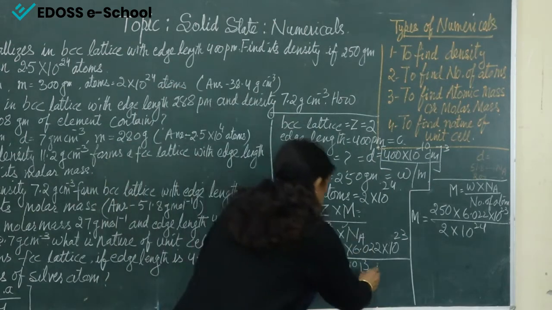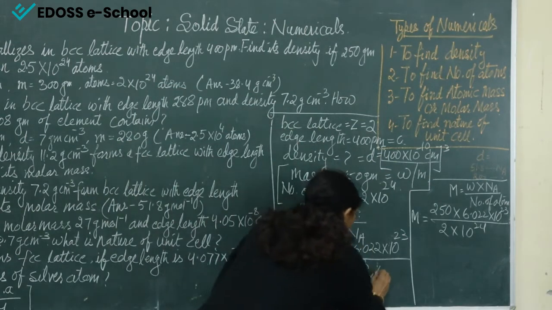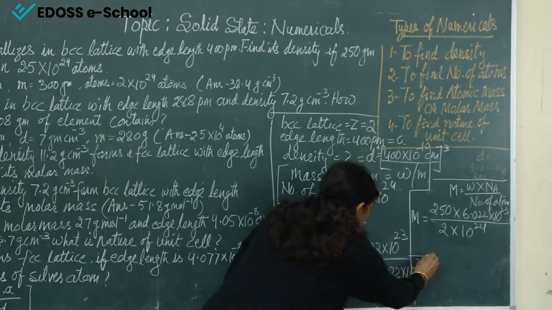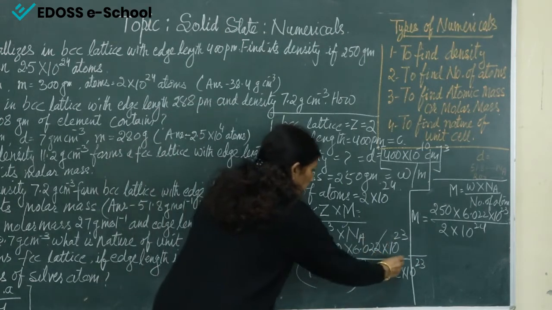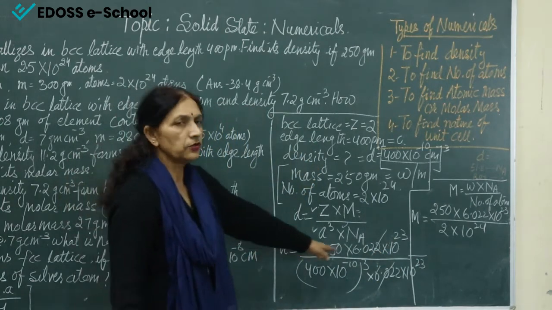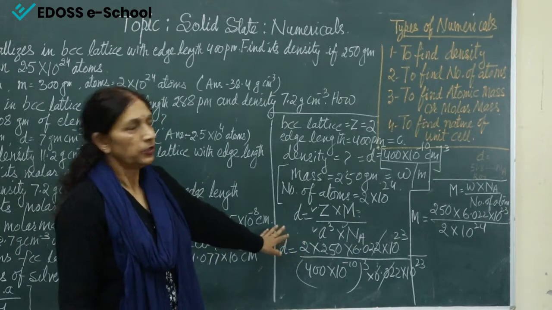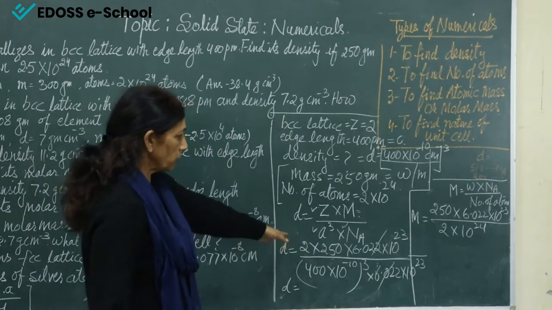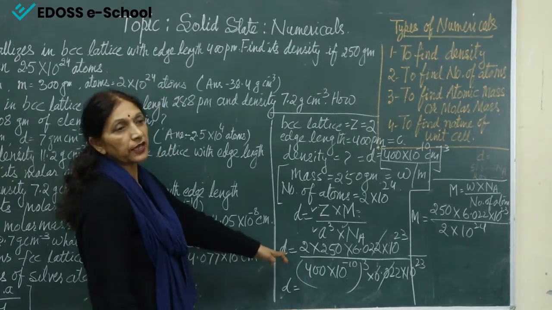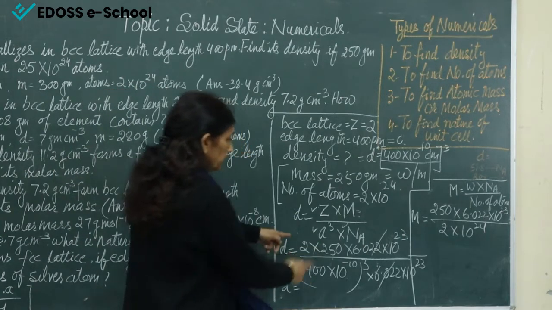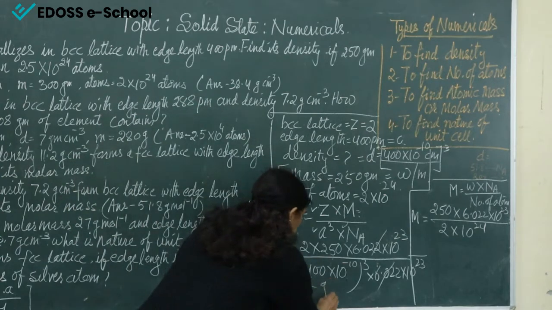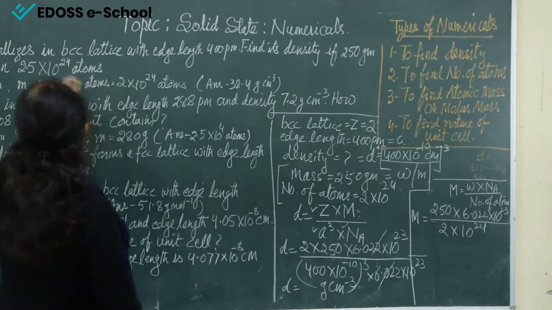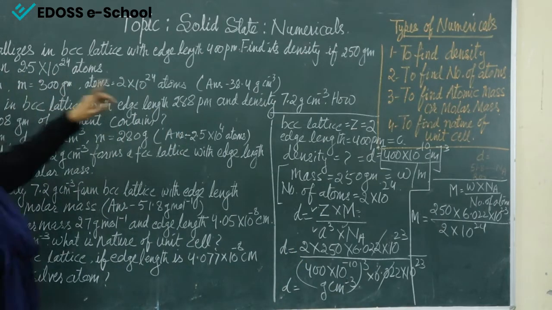And then multiply by Avogadro number, that is 6.022 into 10 raised to power 23. So we can say Avogadro number is cancelled and then we can solve the equation. So this is how we will solve the equation, and after solving we will get the density, and the unit for density will be gram per centimeter cube. So this is our first question, how to find density.